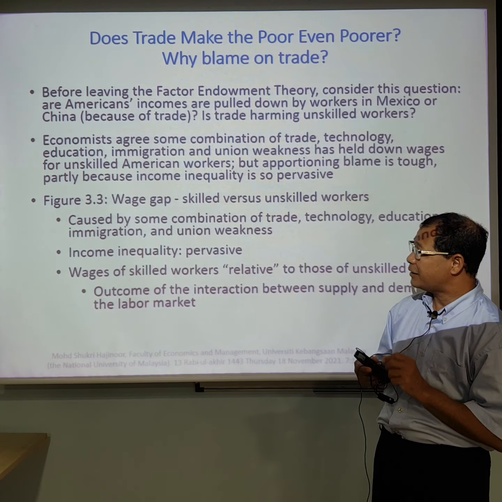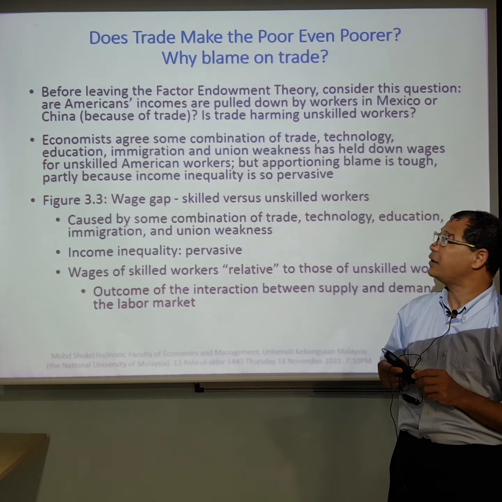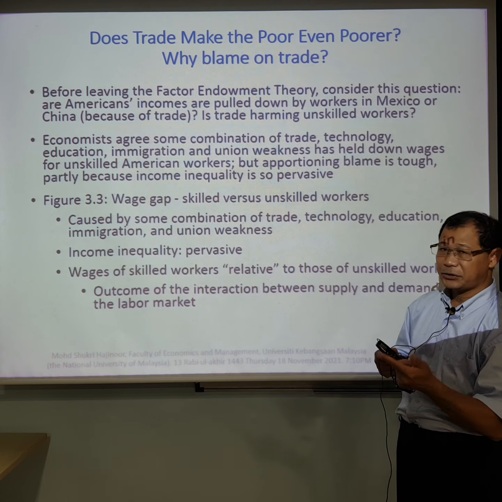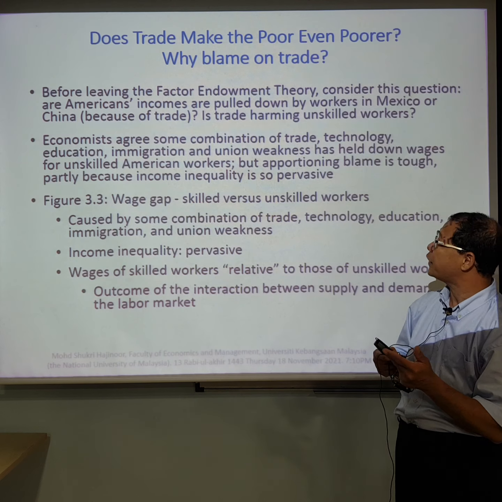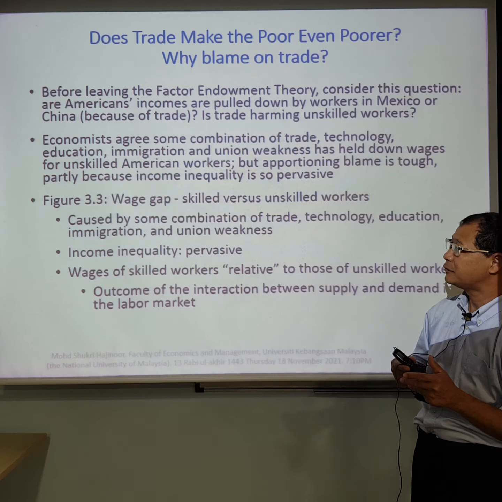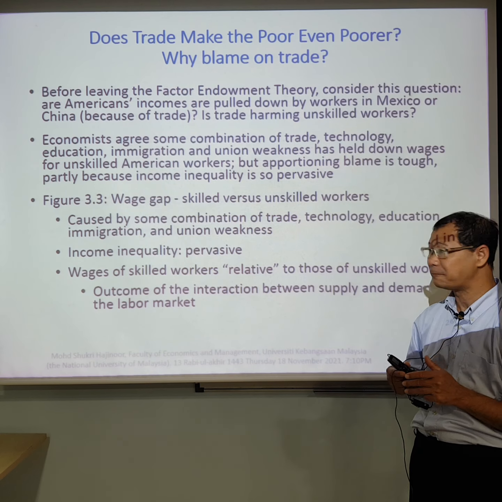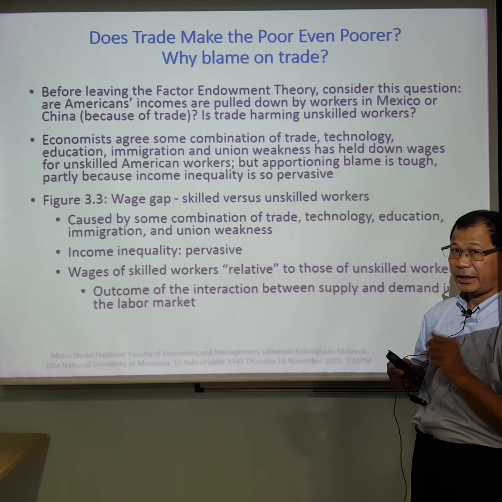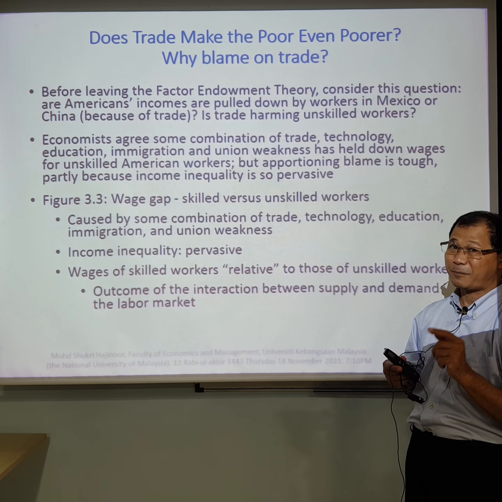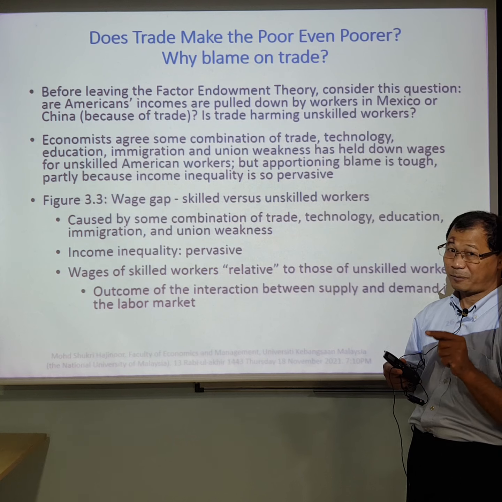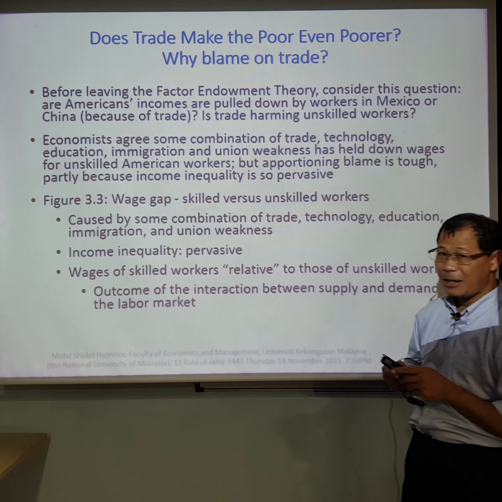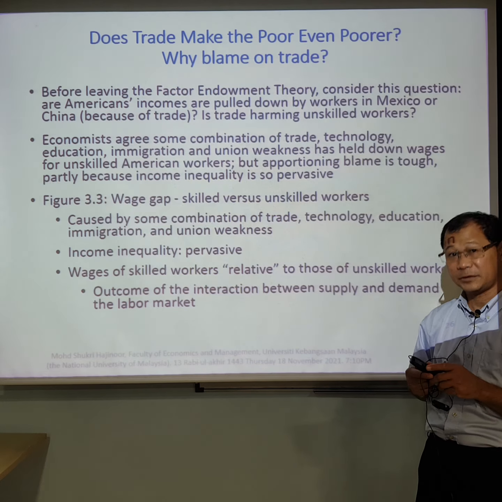Actually, economists agree some combination of trade, technological change, education, immigration, and union weakness have held down wages for the unskilled American workers. But apportioning the blame, or putting the blame squarely, 100% on trade, is problematic and tough, partly because income inequality is so pervasive.